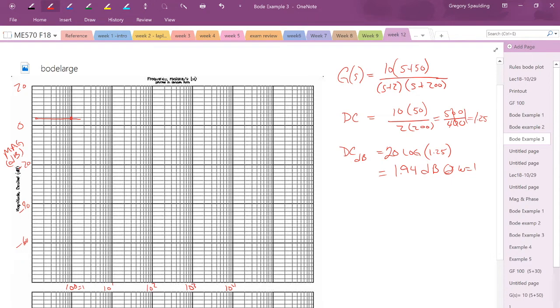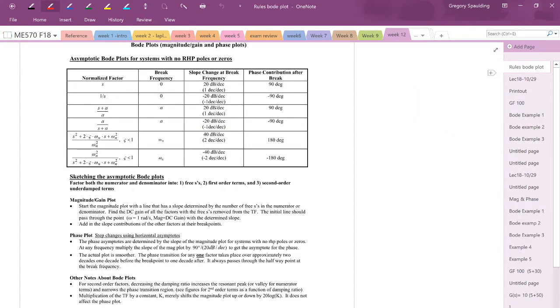the smallest pole or 0. In this case, our smallest pole is going to be 2. And so we're going to move across here to 2, which is right here. Okay, and that's a pole. So if you remember our rules, each pole is going to take us down 20 dB per decade. Minus 20 dB per decade at the pole.